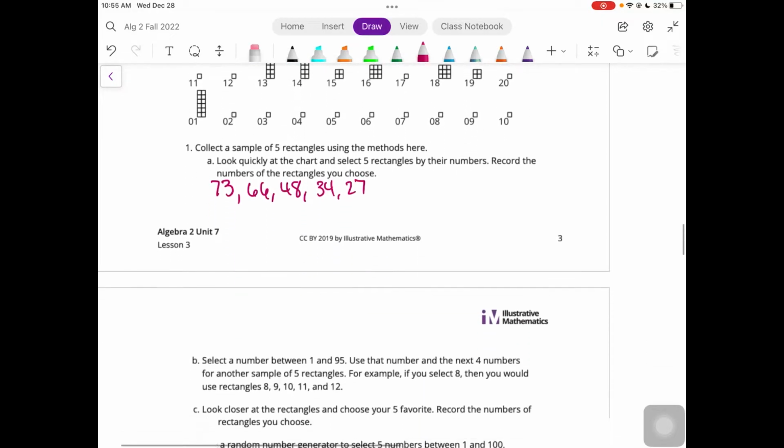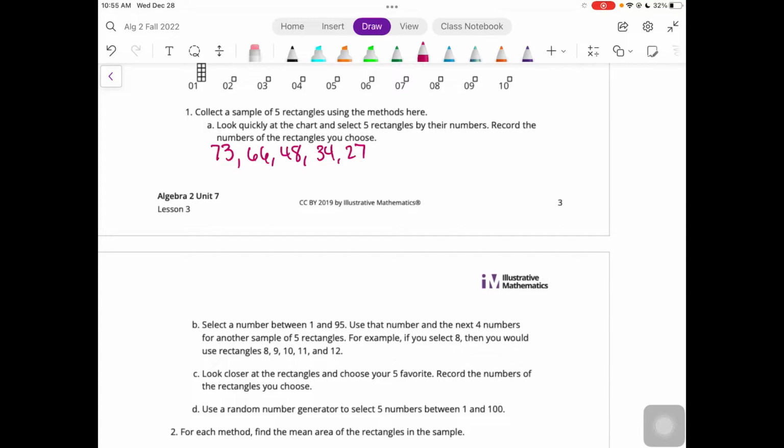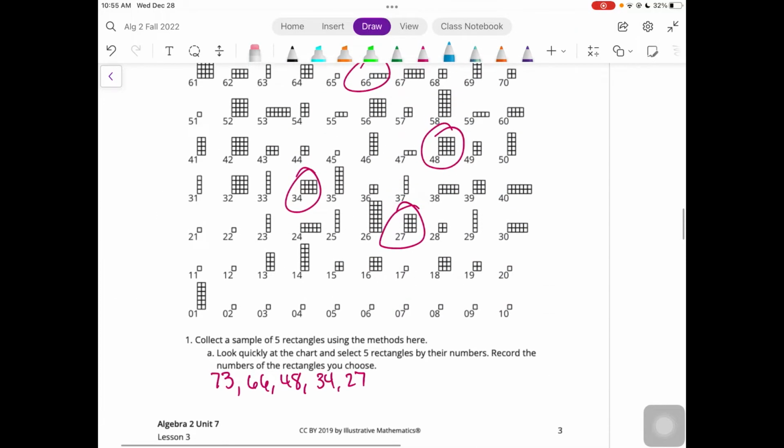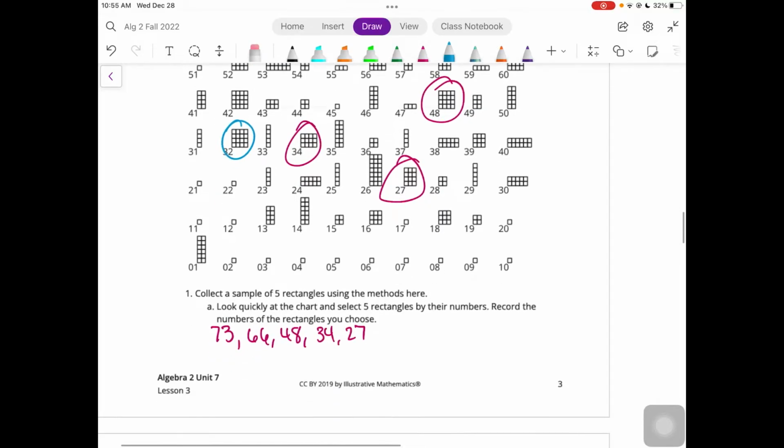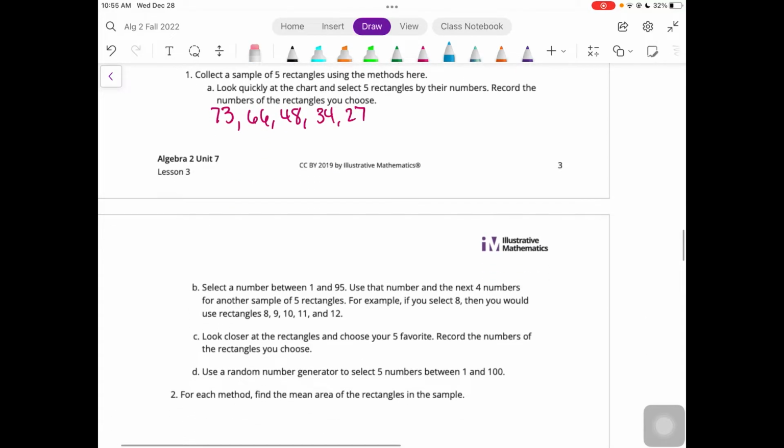All right, select a number between 1 and 95, use that number, and the next 4 numbers for another sample of 5 rectangles. For example, if you select 8, then you would select 8, 9, 10, 11, and 12. So I'll pick 32. So 32, then I'm going to do 33, 34, 35, 36. Oh, wait, not 37, because I only need 5.